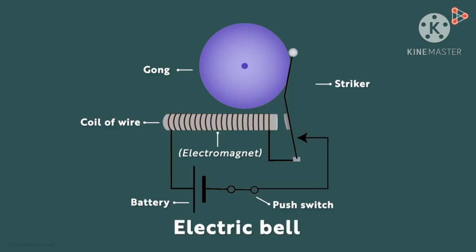But notice what happens when the striker hits the gong. As soon as the soft iron is shifted away from its original spot, the circuit breaks. It no longer connects this wire with the terminal of the battery. And when the circuit breaks, the current stops flowing. So this electromagnet gets demagnetized, after which the soft iron goes back to its start position. This process will continue until the switch is open again. As soon as we release the push button, the circuit breaks and the bell stops ringing. That's the basic idea of how an electric bell works.